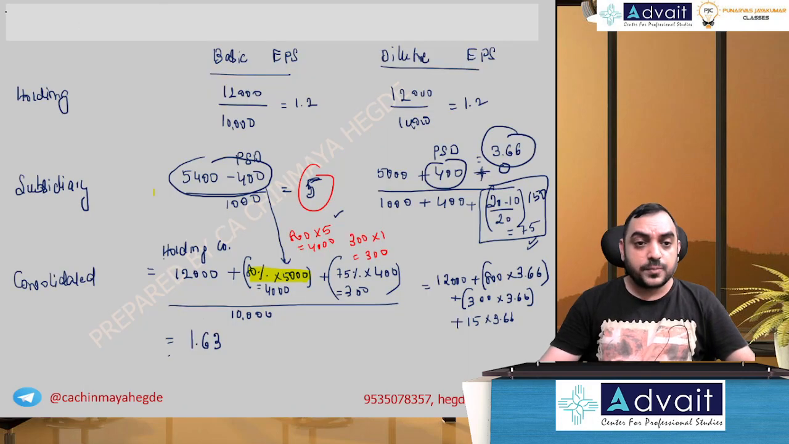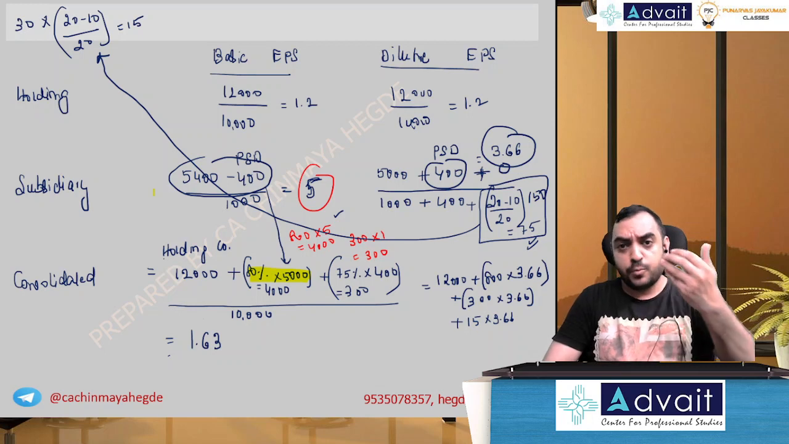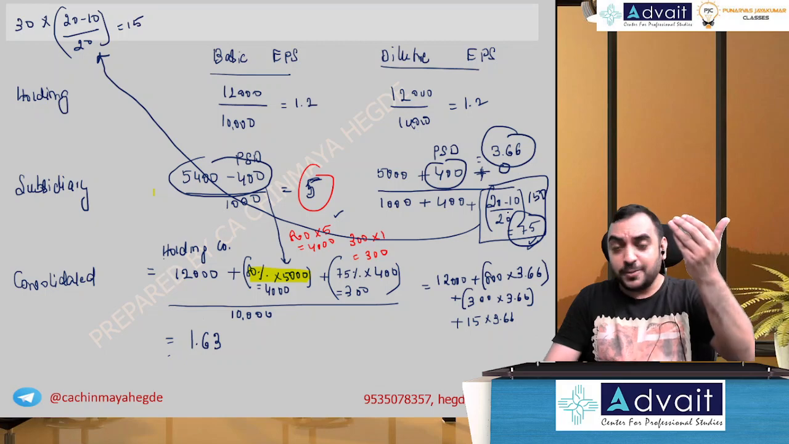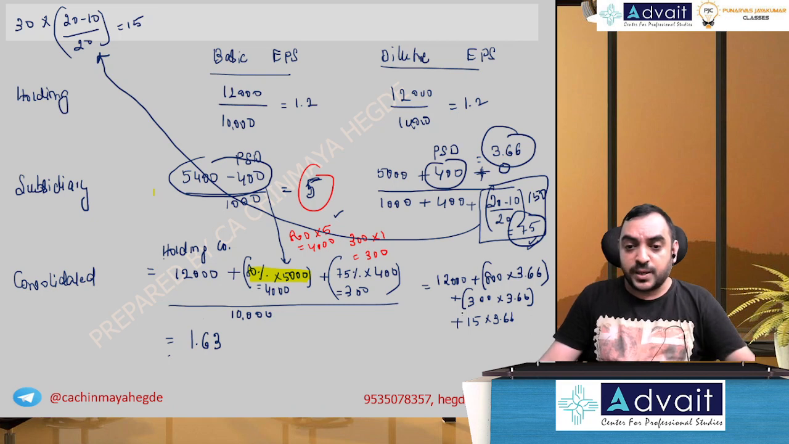You can do in two ways. You're having 30 into 20 minus 10 divided by 20. That's how you get 15. The same process what we applied here. The concession divided by the fair value multiplied by the number of warrants. That is the number of shares you're likely to receive, the bonus element. Or you can also say 75 is out of 150, and how much for 30 warrants? You get 15. 15 multiplied by 3.66 divided by total, which is same, divided by 10,000.